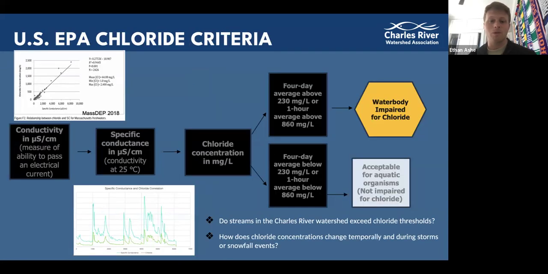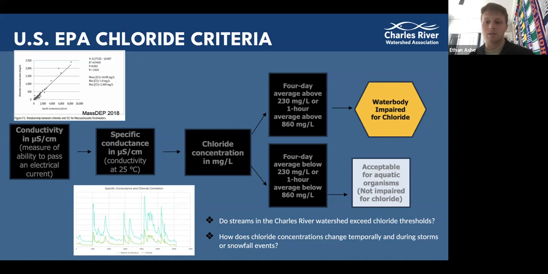So, using this conductivity measure, we can calculate exactly how much chloride is in the water. Like I said, conductivity is the measure of water's ability to pass an electrical current. From that, you can calculate specific conductance, which is just conductivity at a specific temperature, 25 degrees Celsius. Then using an equation from MassDEP and EPA, you can convert that to chloride concentration in milligrams per liter. This correlates really well, as you can see from the graph on the top and the graph on the bottom, which shows some of the live data that we collected from this past season.